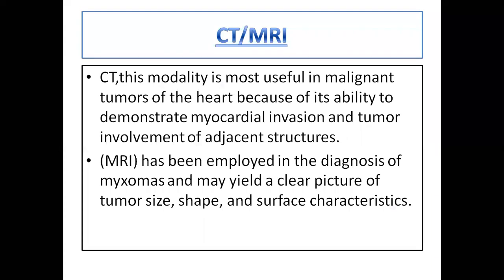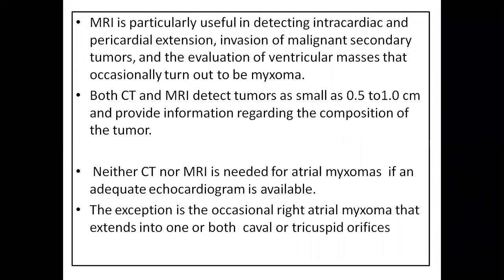CT and MRI are most useful in malignant tumors because of their ability to demonstrate and delineate myocardial invasion and tumor involvement. MRI can be employed in the diagnosis and may yield a clear picture of tumor size, shape, and the characteristics of the surface. MRI is particularly useful in detecting intracardiac and pericardial extension and invasion of malignant secondary tumors.